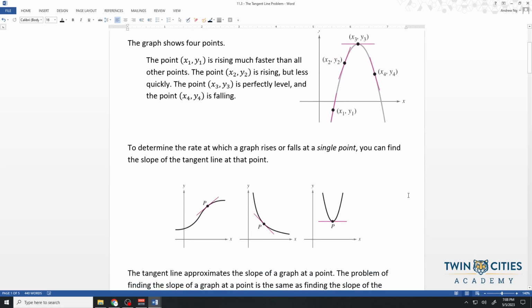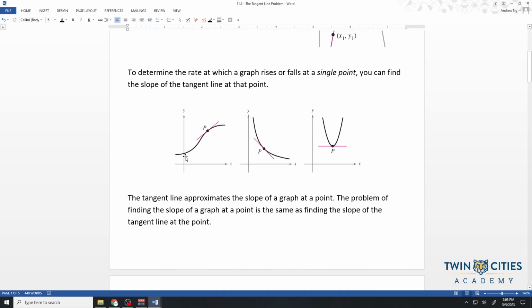To determine the rate at which a graph rises or falls at a single point, you need to find the slope of the tangent line at that point. So let's take a look at these 3 examples here. I've got this S-looking shape, and this tangent line is a line that's just going to hit at one point on my graph, and that is going to tell me the slope of that graph at that single point. Same thing here. I'm swooping down, and at that one point, I'm going to make a line, and the slope of that line is going to be the slope of the graph at that one point. Same thing for this parabola.